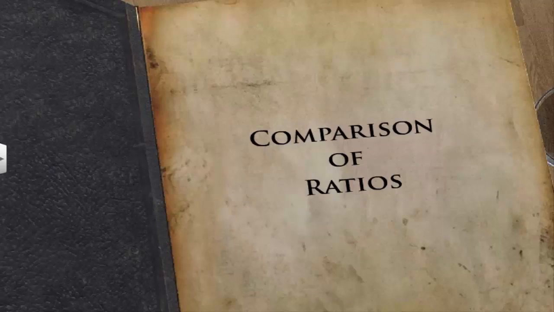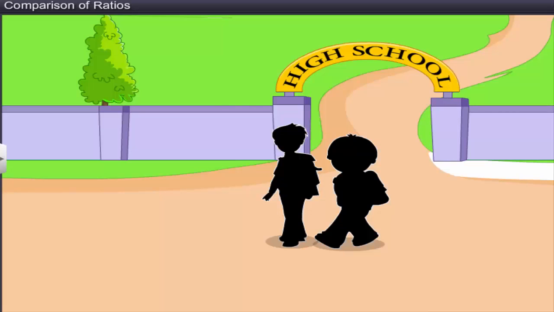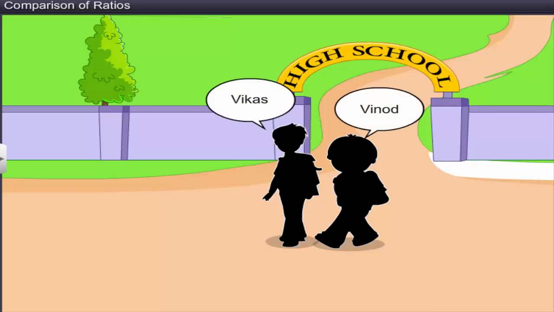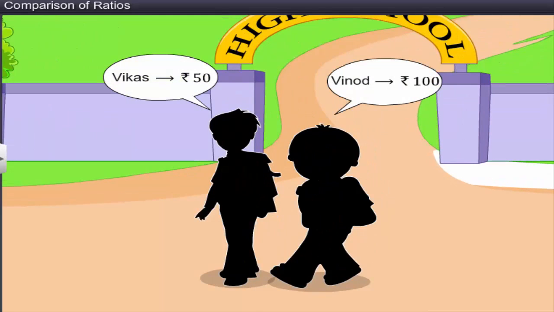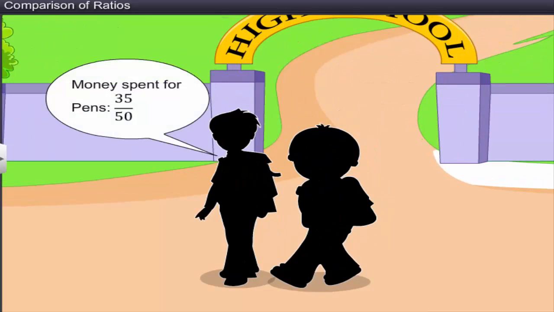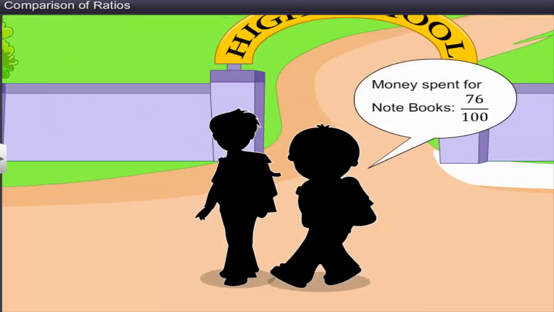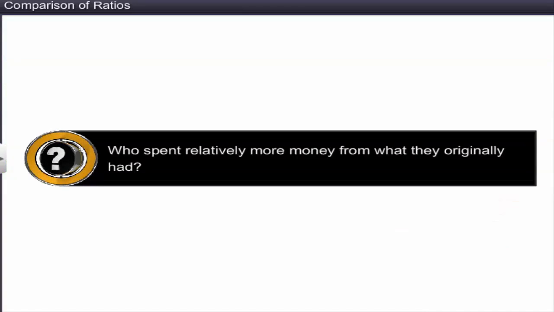In this module, you will learn about the comparison of ratios. Vikas and Vinod are friends. One day, they went to a shop to buy pens and notebooks. Vikas had 50 rupees, while Vinod had 100. Vikas spent 35 rupees on pens. Vinod spent 76 rupees on notebooks. Who do you think spent relatively more money from what they originally had?